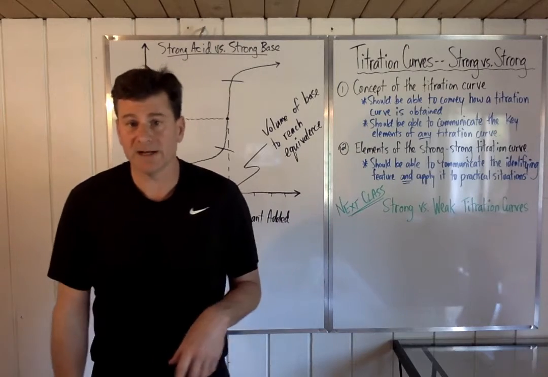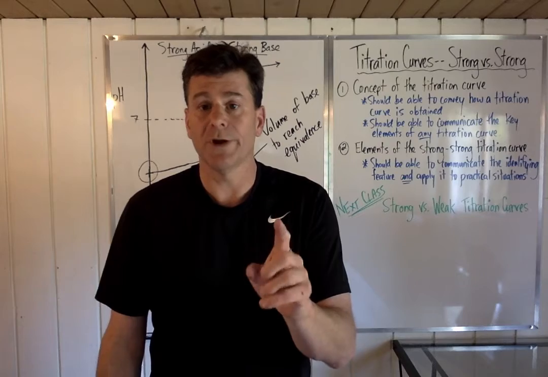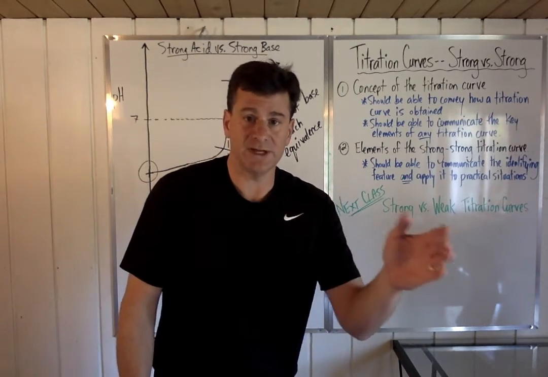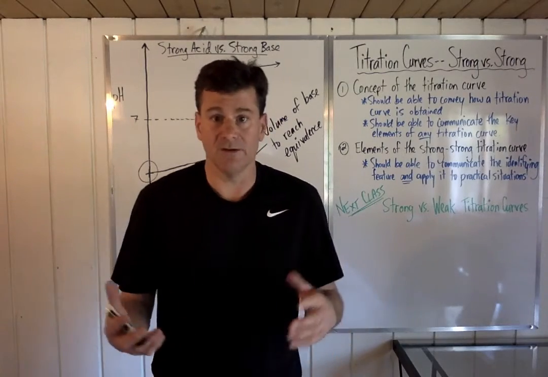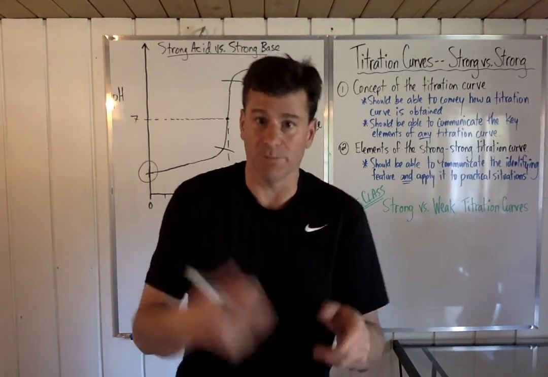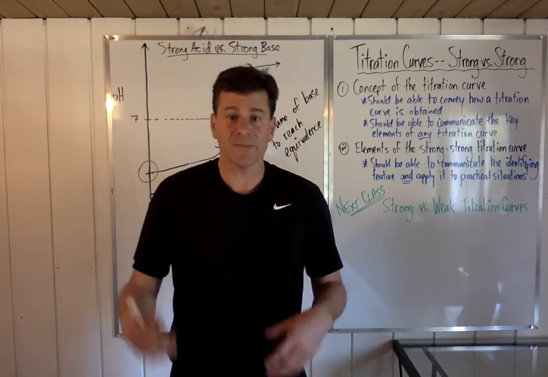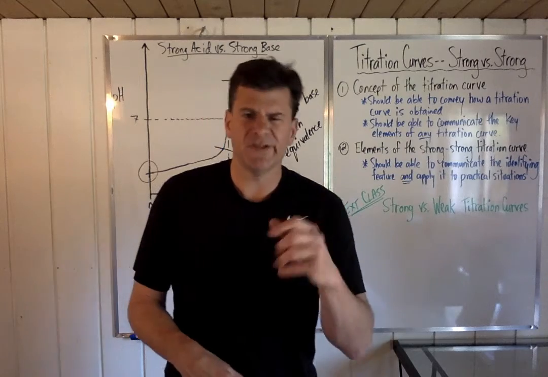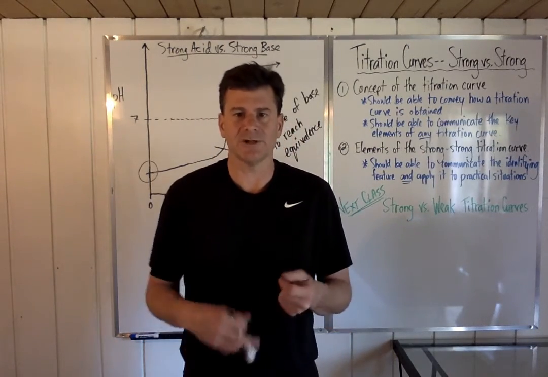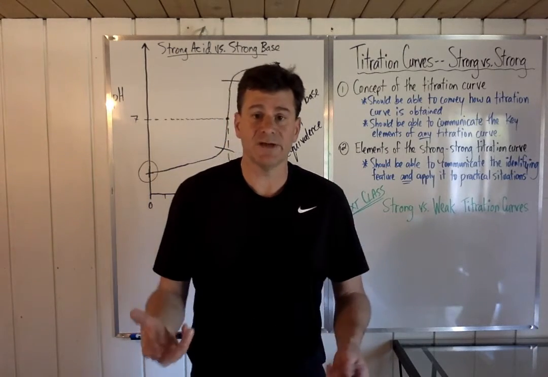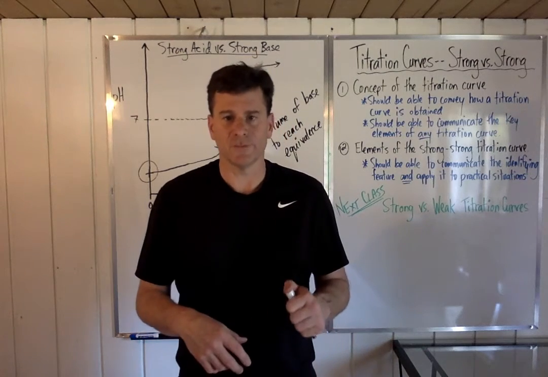Okay, so we're going to come back next class and do strong versus weak titrations, with the same general concept of how you get a titration curve: put a probe in, do the titration, collect the data and draw the graph, pH versus volume of titrant. But there are some unique things that come out of it, and it takes a little more explanation to explain why the curves look different, and what you can learn from those curves as well.